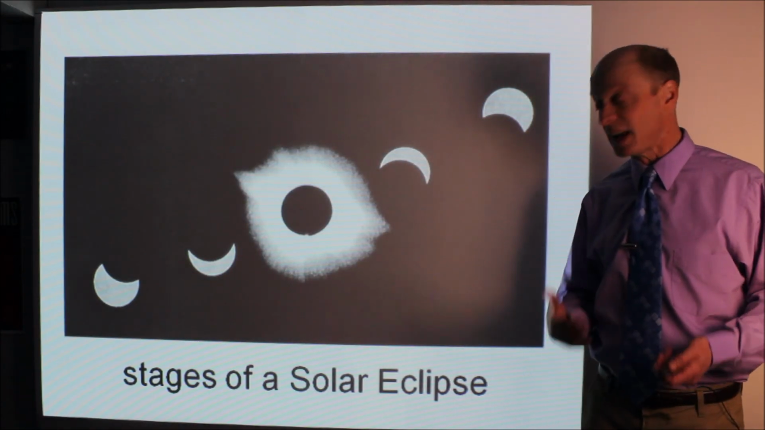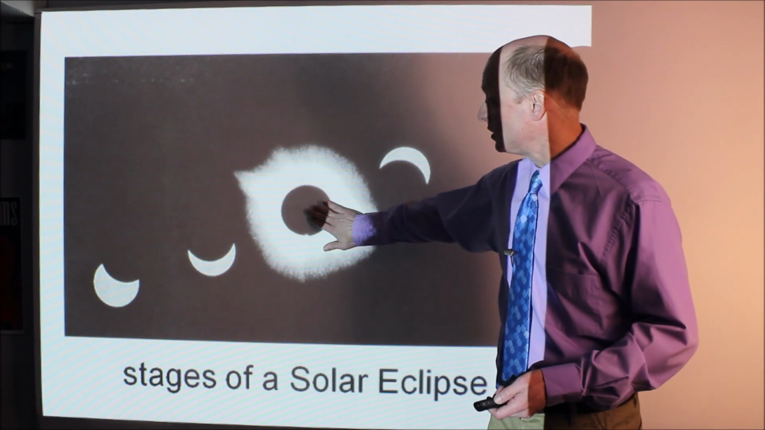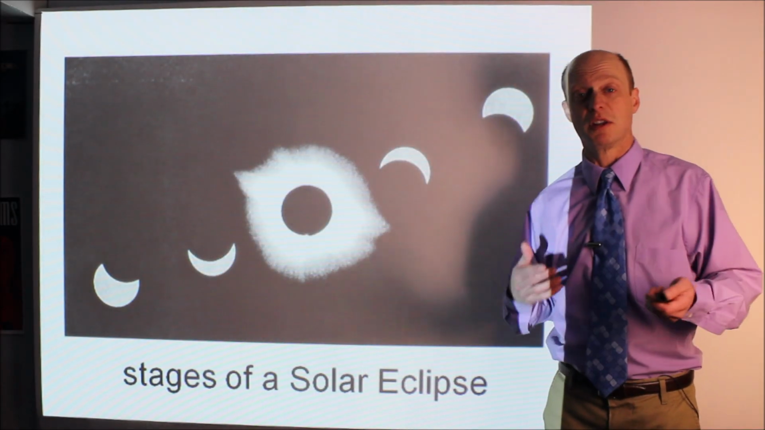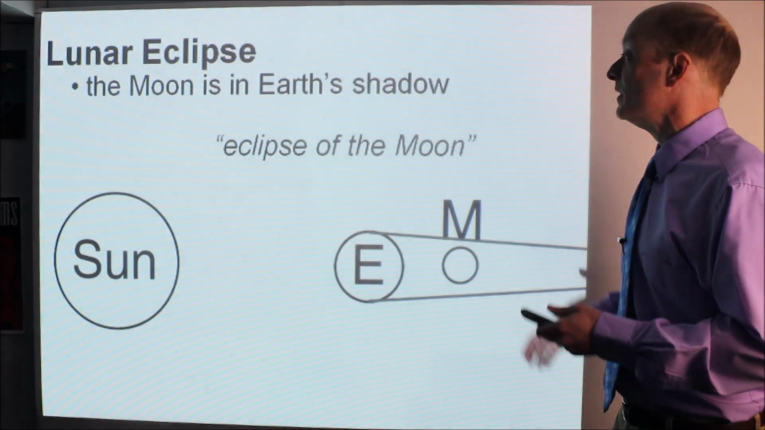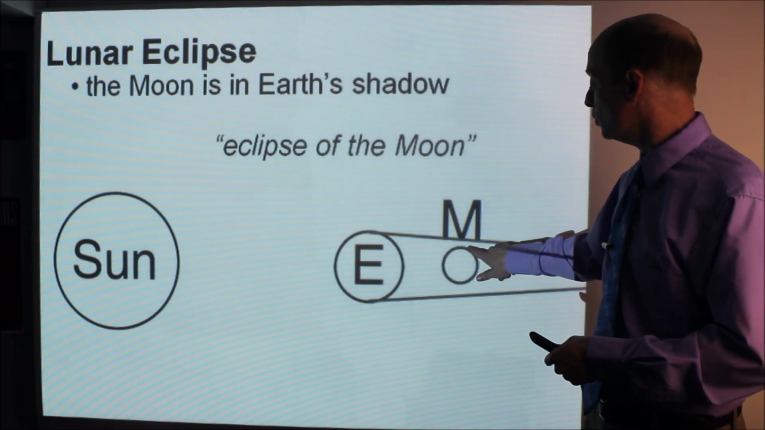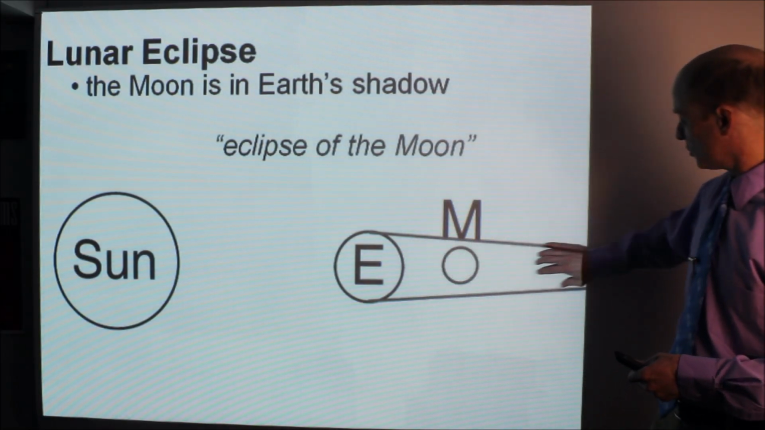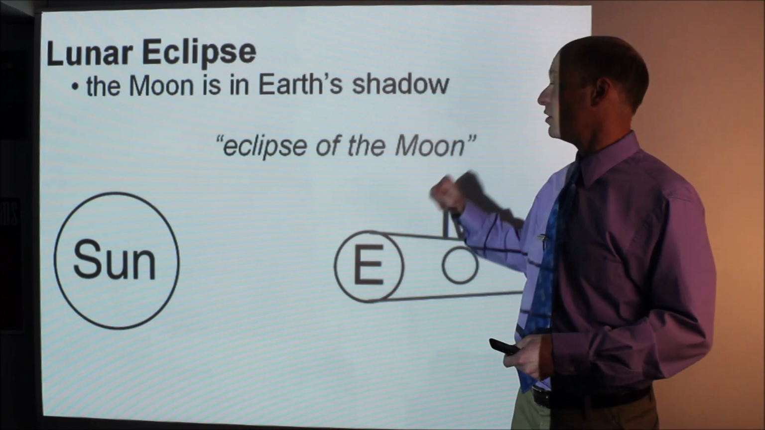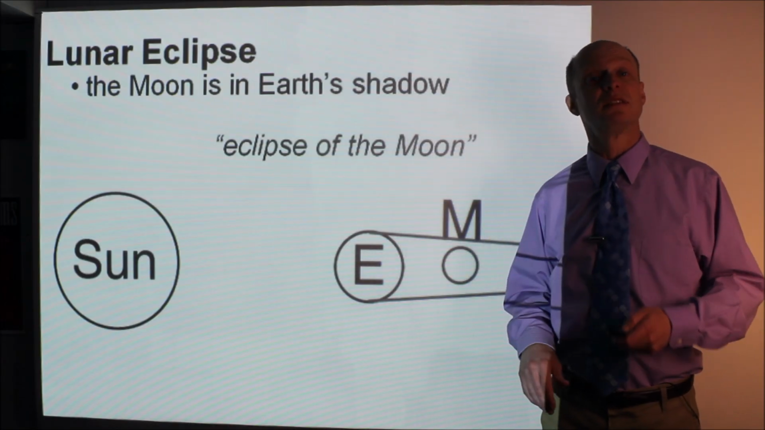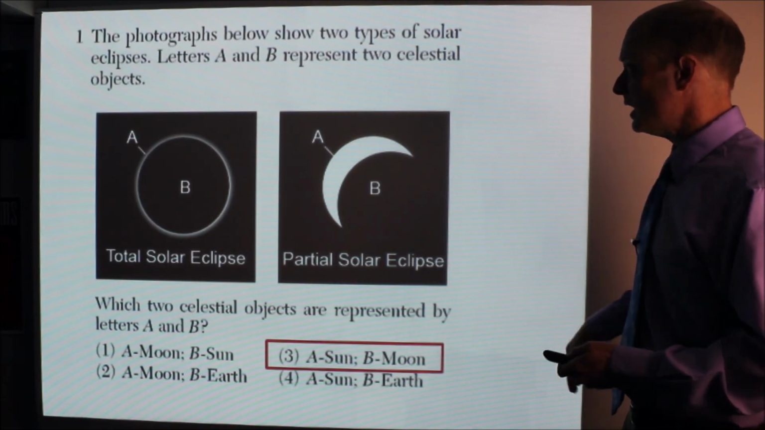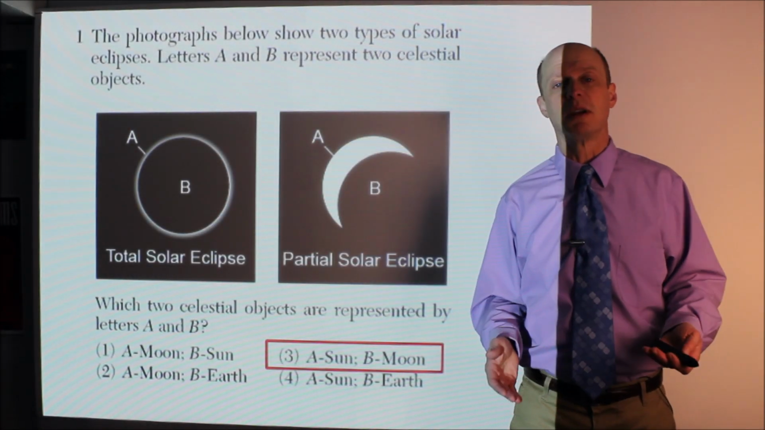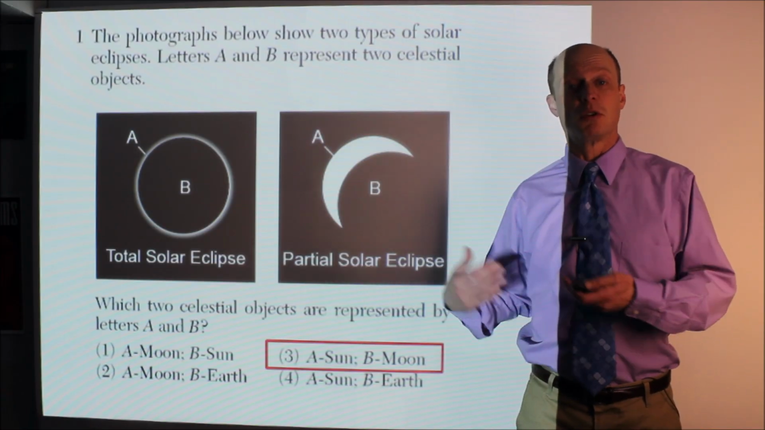This shows some stages of a solar eclipse, for instance. This is a total solar eclipse. These are all partial leading up to it. This is also from a Regents exam, another diagram that you might see. The other type of eclipse would be a lunar eclipse, not what we're seeing here, but that is when the moon goes into Earth's shadow. So this would be Earth's shadow in space, and then the moon is in Earth's shadow, eclipse of the moon, and then the moon is kind of blocked out. But that's not what this is. It's a solar eclipse. And therefore the answer is choice 3. A is the sun and B is the moon. So you need to know something about solar eclipses in order to answer that question.